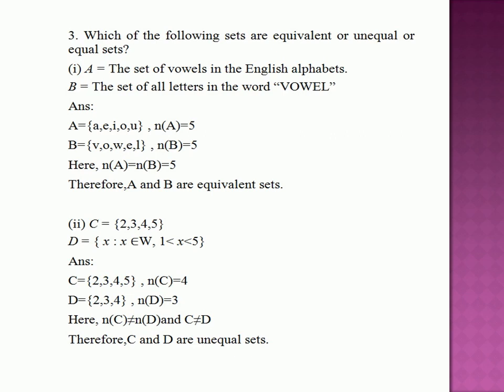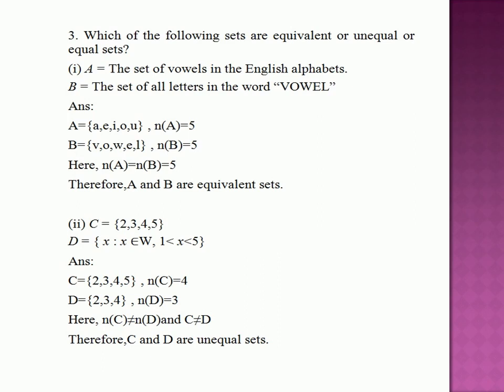First subdivision, A equal to the set of all vowels in the English alphabet. The set of all vowels means a, e, i, o, u. B, the set of all letters in the word vowel. So B is V, O, W, E, L. In the set A, the number of elements is 5. In the set B, the number of elements is 5. In both sets you have only 5 elements. So these two sets are equivalent sets.